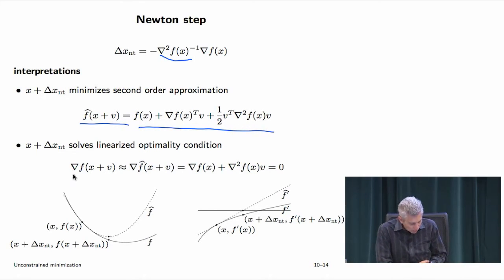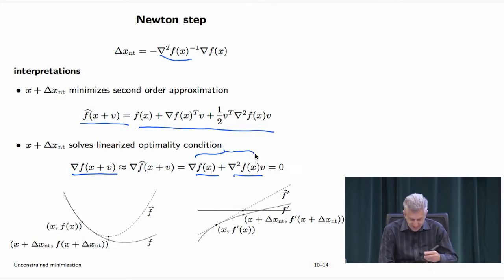I'll say, well, what is a good approximation of what the gradient is if you step v? The answer is very simple. It's the current gradient plus the derivative of the gradient, that's the second derivative, which is the Hessian, multiplied by the step you take. And so that is the first order approximation of what the gradient will be at x plus v. You don't know what the gradient is at x plus v, but you want it to be 0. But what you have is this approximation. So you set the approximation equal to 0. Here, solve, you get the Newton step.